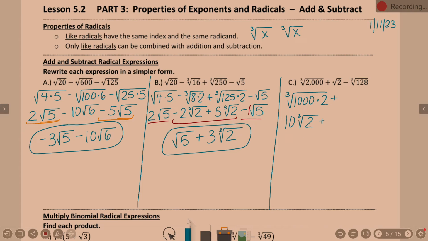What about the square root of 2? Yeah, I just leave it. Keep it. Leave it. So 2 is prime. I can't do anything with it, so it's just plus square root of 2.